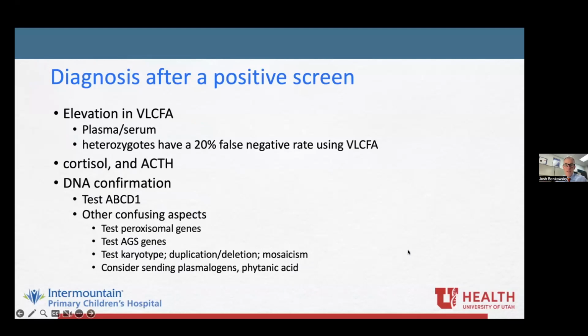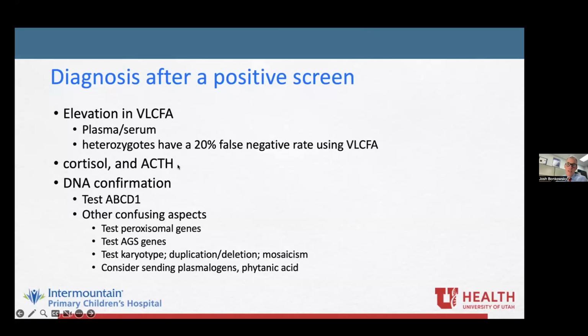So what happens after a positive screen? If we get referred someone from the state lab, then the next thing we do is look at the very long chain fatty acids, but knowing that, at least in girls or women, the sensitivity of very long chain fatty acids is not perfect, and so they can have false negatives. Also, because of the risk for Addison's disease, and because we're doing a blood draw, we often do a cortisol and ACTH check at that initial visit with us.